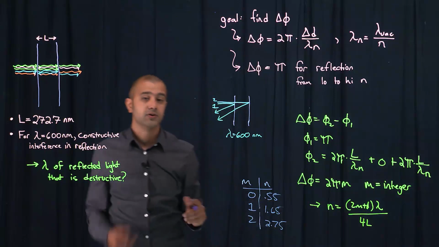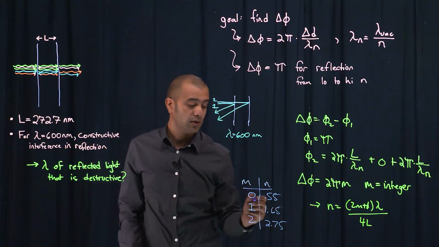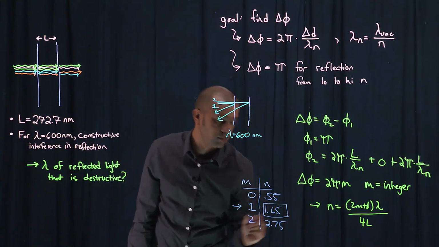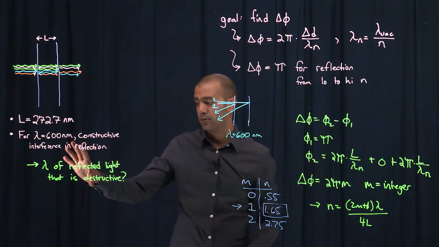Now, 2.75 is quite high. It's actually bigger than the refractive index of diamond, which has a very high refractive index. So this is the only reasonable number, so we're going to say that the refractive index of this material must be around 1.65.